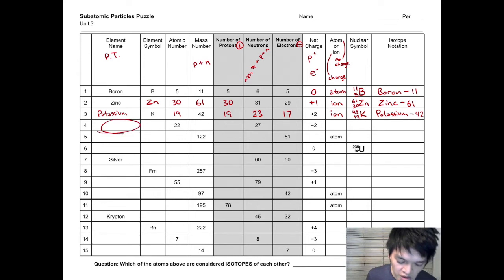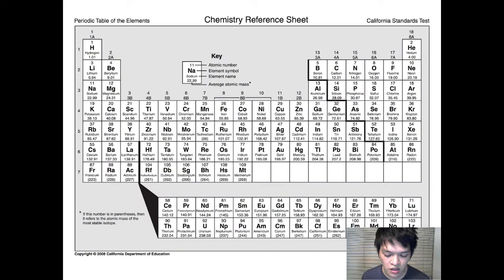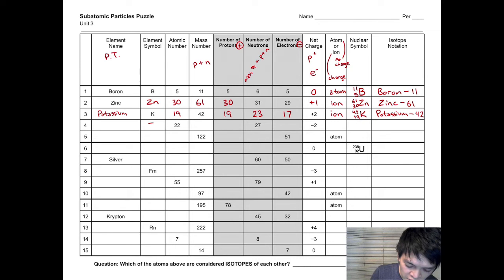We don't know the element name. Oh, we don't know the symbol either. But we do know the atomic number. That's good because the periodic table is organized by atomic number, right? So we're looking for, I believe, 22, right? Yeah, we're looking for 22. 22 is right here. 22 is Ti, which is titanium.